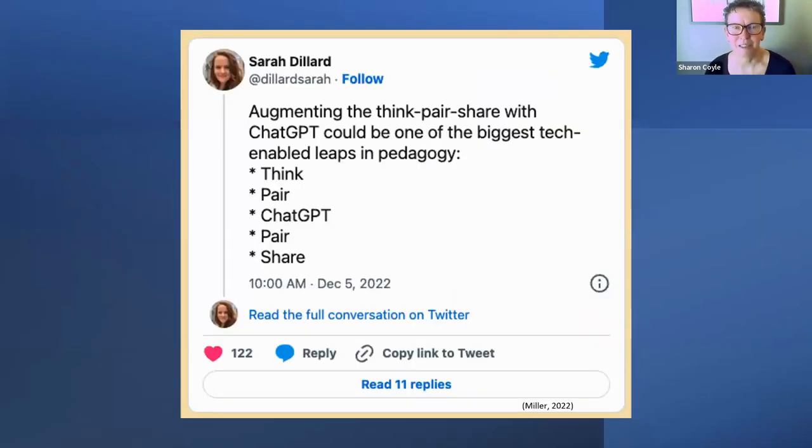Here's another example. So most of us know what Think, Pair, Share is, how it works. But they're saying, what a cool idea to add ChatGPT in the middle of Think, Pair, Share. So you get them to think individually. They pair up and talk about what they already have. Then they both go to their computer and put in prompts for ChatGPT about the issue. Then they pair again, say what we've got, and then they share with the whole group.